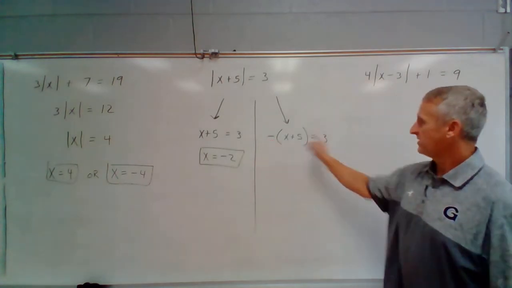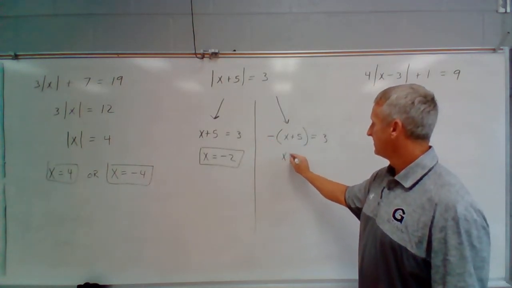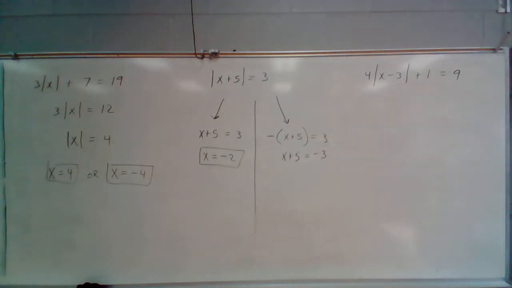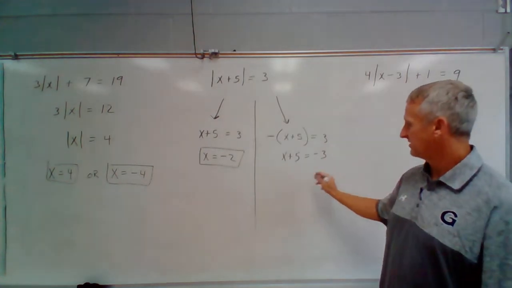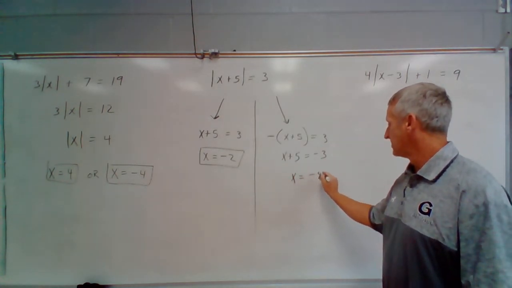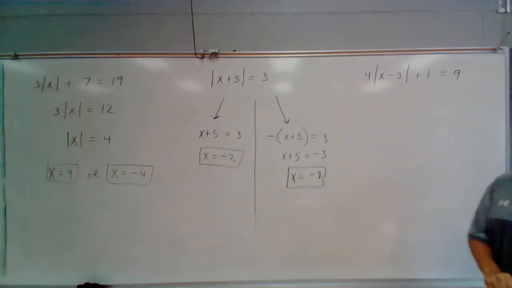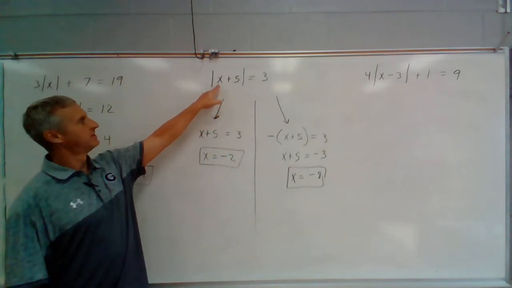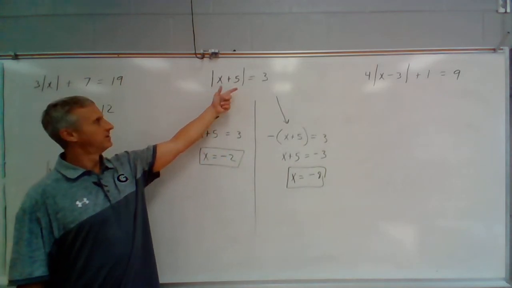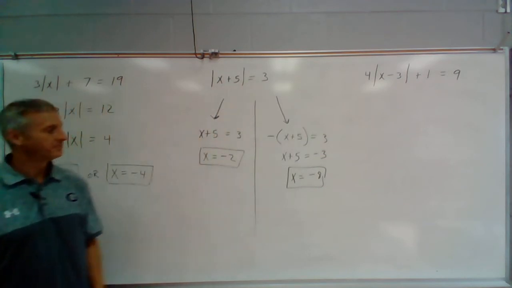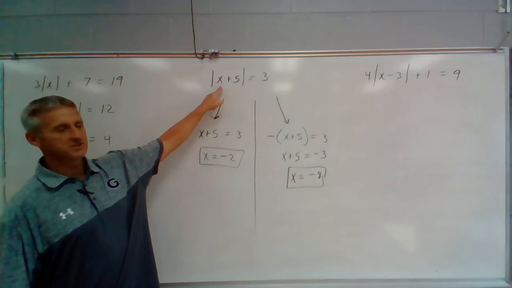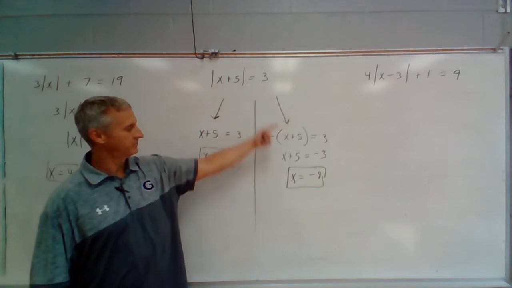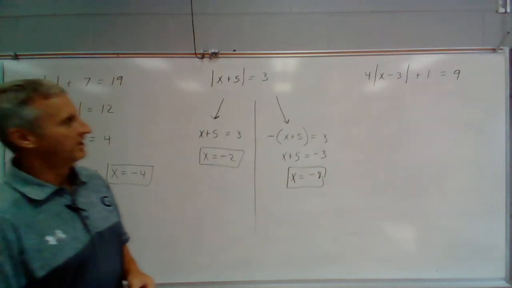Solve this one. I'm going to multiply both sides by -1. So x plus 5 equals -3. Solve this one. I'm going to subtract 5 from both sides, get x equals -8. So 2 solutions. Let's check, make sure they work. So if I plug -2 into this equation, -2 plus 5 is 3. Absolute value of 3 is 3. Plug -8 into this equation. -8 plus 5 is -3. Absolute value of -3 is 3. So that works.